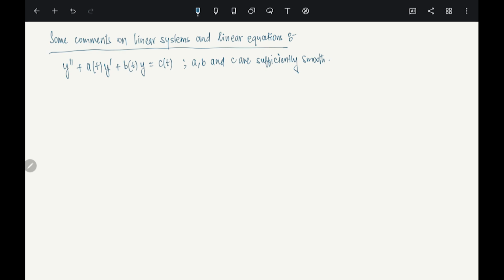What I mean by sufficiently smooth is, for now you can just assume they are infinitely differentiable, right? No problem there. But the main point is this: we want to understand whether this problem has a solution or not. Let's pose this question. Let's call this 1. Does 1 admit a solution?